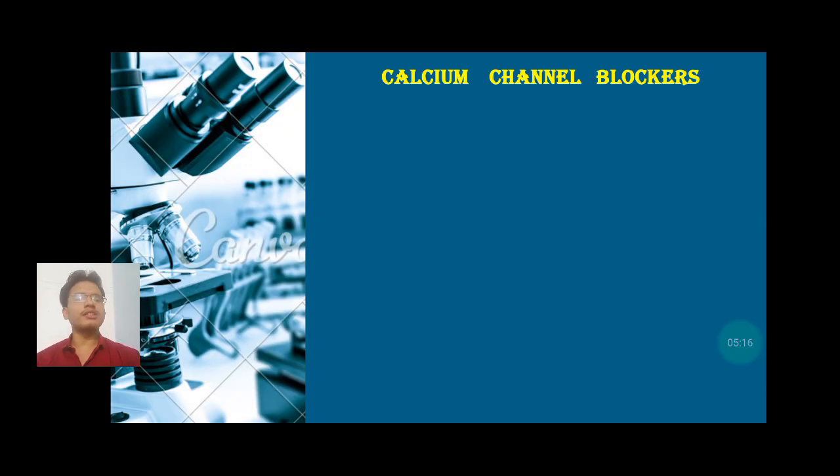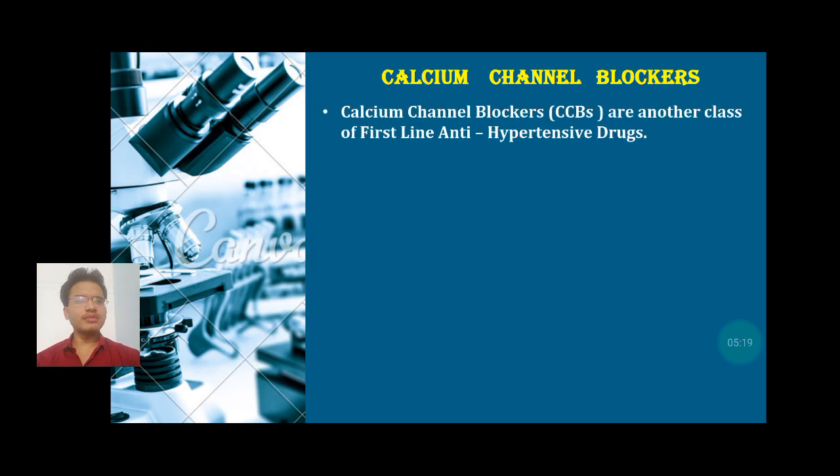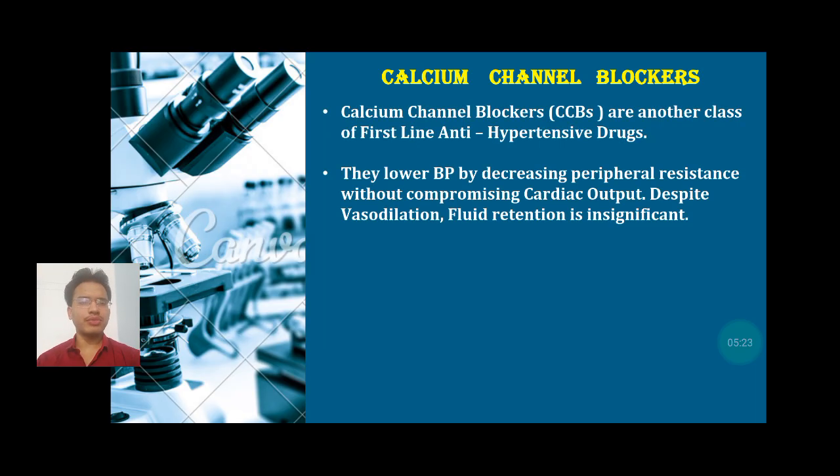The fourth category is calcium channel blockers. Calcium channel blockers are another class of first-line antihypertensive drugs. They lower BP by decreasing peripheral resistance without compromising cardiac output. Despite vasodilation, fluid retention is insignificant.